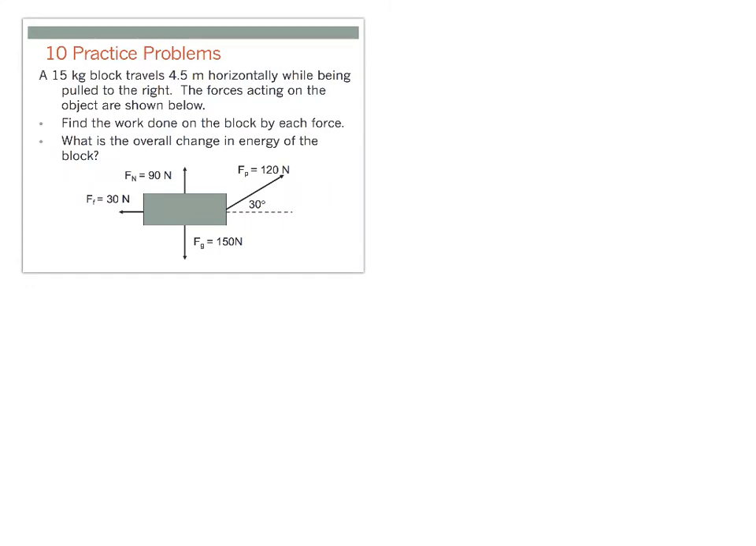All right, so let's go ahead and do a practice problem here. So we have a 15 kilogram block here that's being pulled horizontally a distance or displacement of 4.5 meters to the right. And we have the list of forces here that are acting on the object during this time. And what we want to do is we want to calculate the work done by each force. So I'm going to take these one at a time. I'll start with my pulling force here.